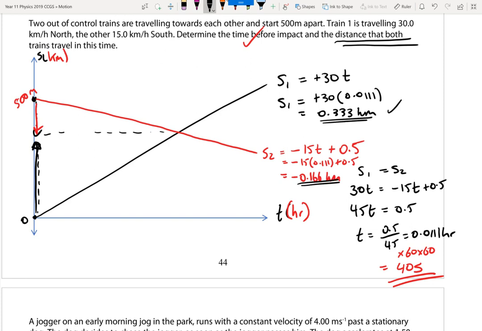Okay, does that make sense? That the faster travelling train would cover more distance. So if there's two trains travelling towards each other, all things being equal, they would meet in the middle. But if the one train's travelling faster, it's going to travel a greater distance relative to the other, and they're going to crash closer to the slower car. So that kind of makes sense.